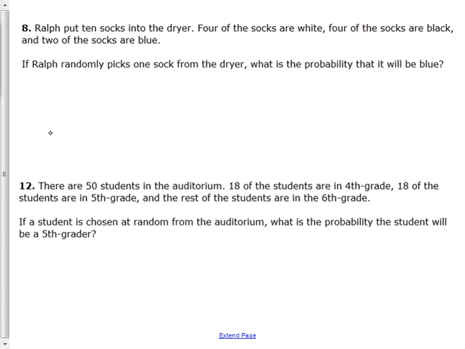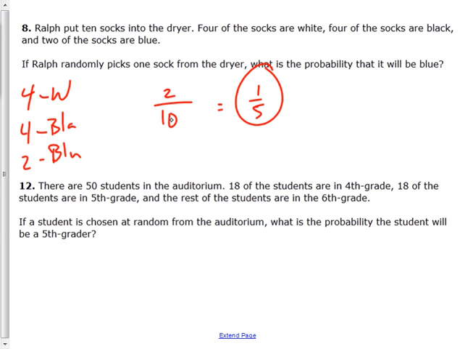So Ralph put 10 socks in the dryer. 4 of the socks are white, so I'm going to say 4 are white. 4 of the socks are black, and 2 of the socks are blue. If Ralph randomly draws 1 sock from the dryer, what's the probability it would be blue? So we would have 2 out of 10, which equals 1/5. So he has a 1 out of 5 chance that he's going to grab a blue sock.